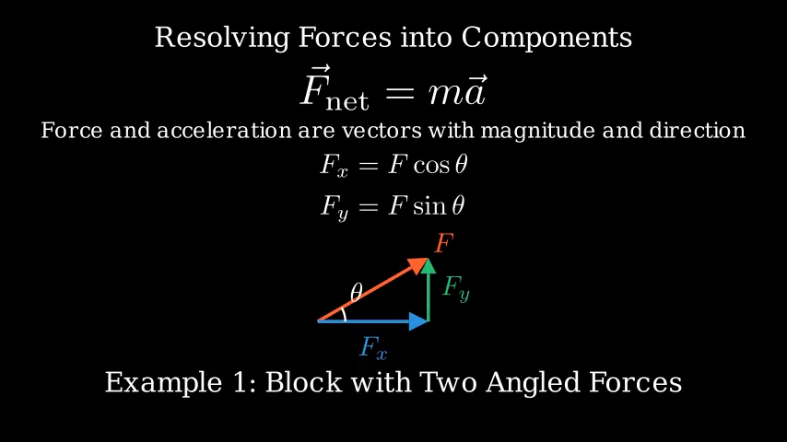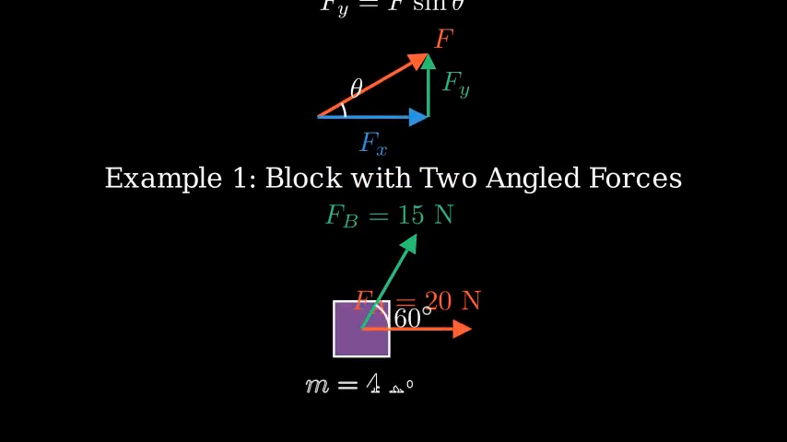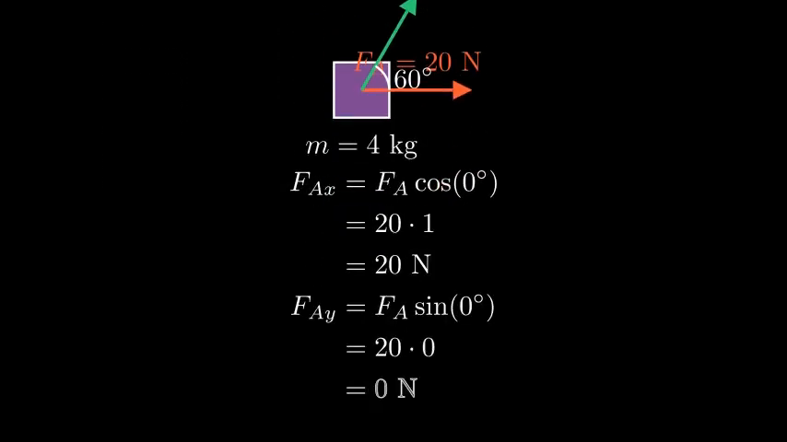Example 1. A 4-kilogram block is pulled by 2 ropes. Rope A pulls with 20 newtons at 0 degrees above the horizontal. Rope B pulls with 15 newtons at 60 degrees above the horizontal. There is negligible friction. What is the block's acceleration? First, we need to resolve each force into its x and y components.